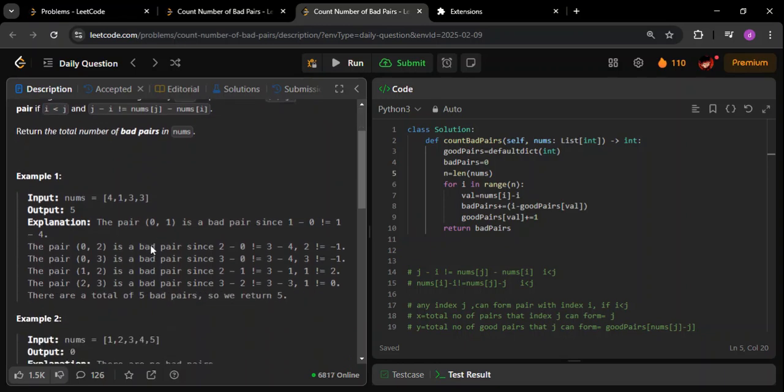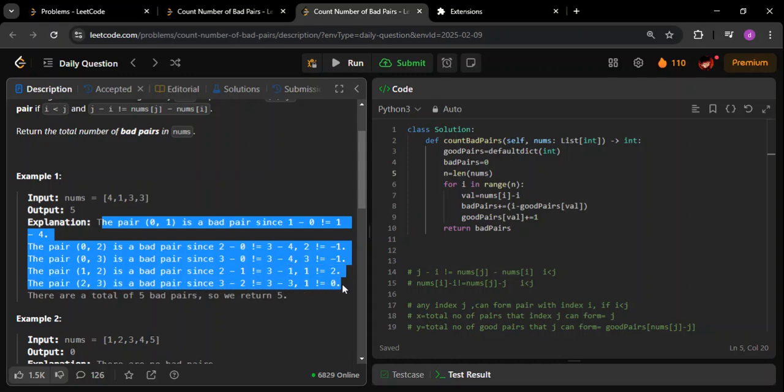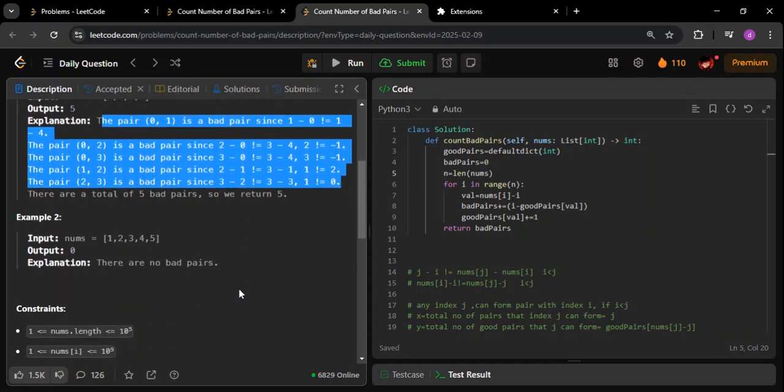So if you see this case, can you quickly tell me the total number of pairs that are possible? In this case, it is going to be 3 plus 2 plus 1, which is equal to 6. So there are 6 pairs possible. Out of them, they are saying 5 of them are bad pairs. So the pair 0, 1 is a bad pair, and they are giving the reasons for that also. You can go through all of them. Similarly, example number 2 also, you can go through it.